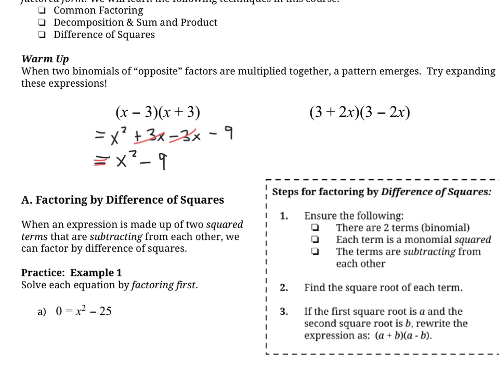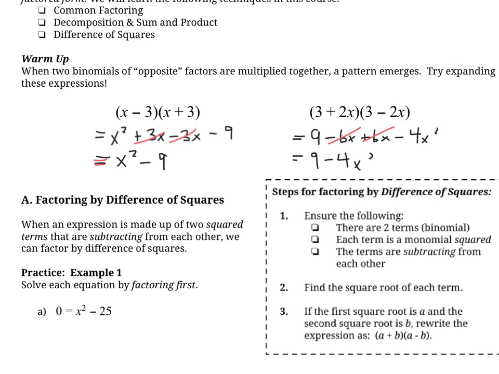Let's see if a similar pattern happens with our other conjugates here. Let's multiply 3 by 3. We know that's going to give us 9. Then we have 3 times negative 2x, which is negative 6x. And then 2x times 3 is plus 6x. And then we have 2x times negative 2x, which is negative 4x squared. As we can see, in the middle we got negative 6x plus 6x. Those are just going to cancel out, and we are left with 9 minus 4x squared.